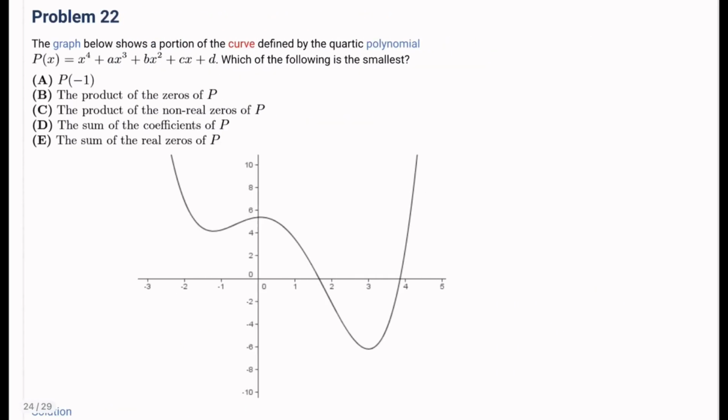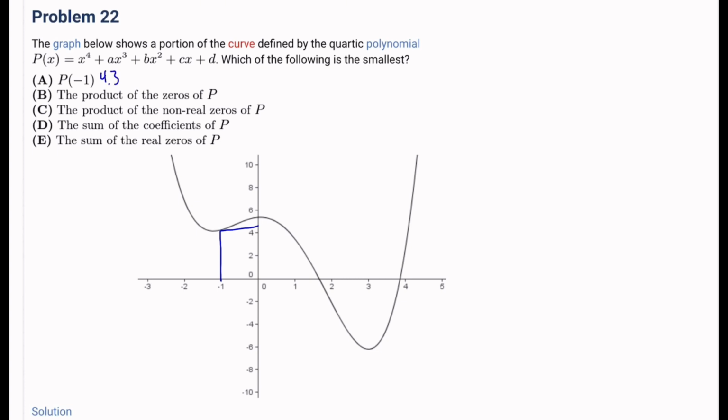Number 22. The graph below shows a portion of the curve defined by the quartic polynomial p(x) equals x to the 4th power plus ax cubed plus bx squared plus cx plus d. Which of the following is the smallest? So we have all these different things, and let's just use this graph to find them out. So p of minus 1, that would be just p when it's minus 1, so that would be this value. This is like 4.4, 4.2, 4.3.